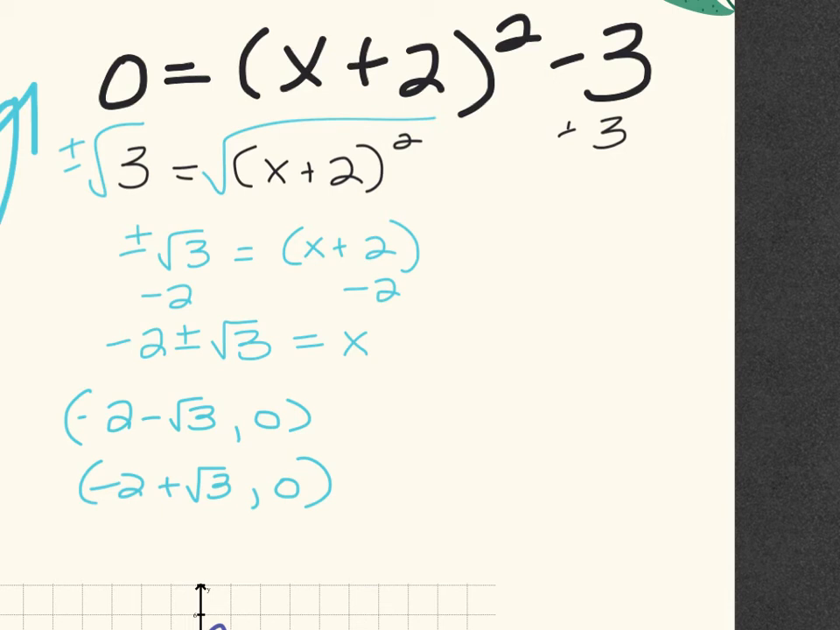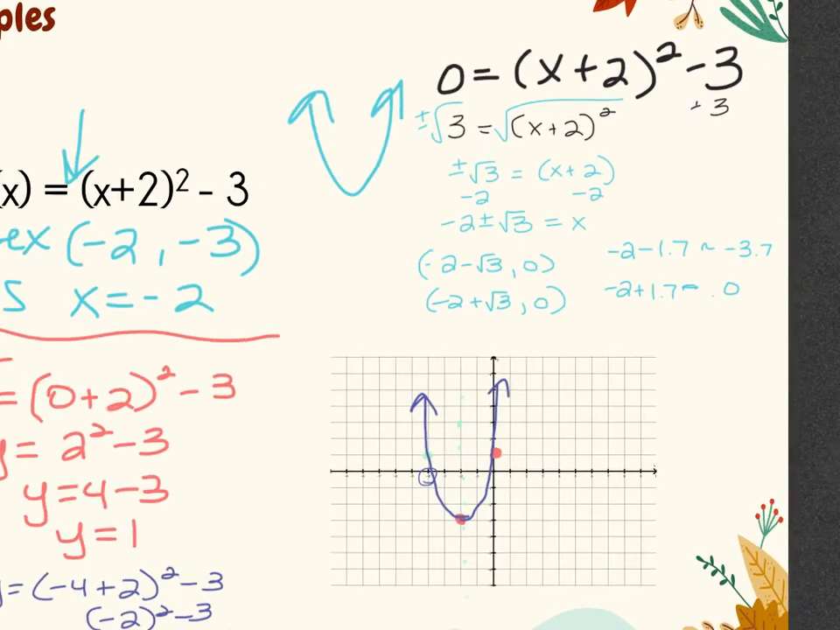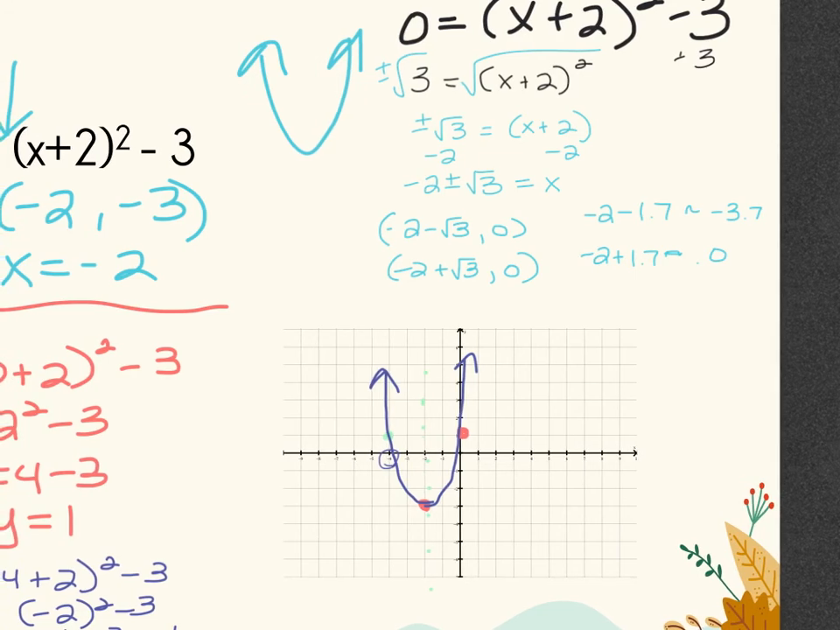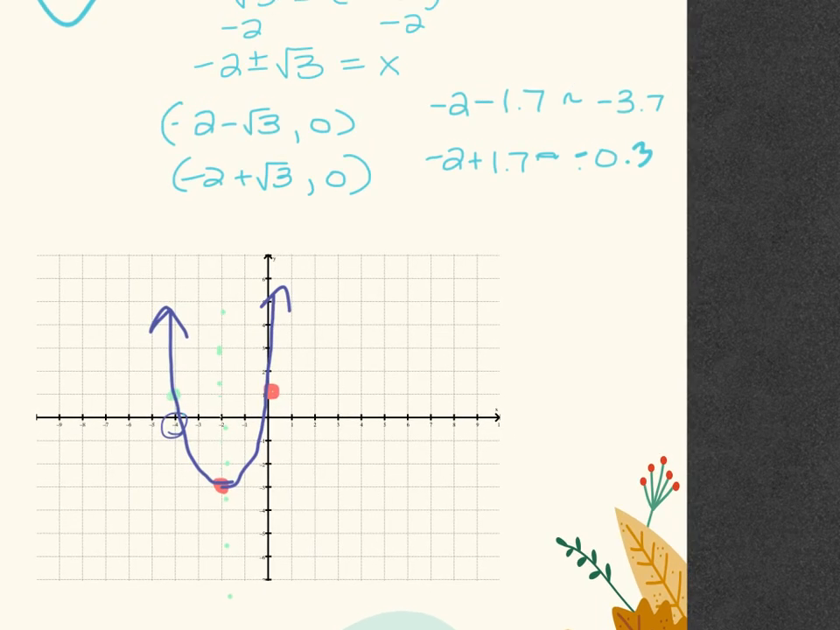So if I was going to try to graph this, I would approximate negative root 3 as like a 1.4. Actually, it's like a 1.7. So I would approximate that to be negative 3.7, and then negative 2 plus 1.7, which is approximately negative 0.3. And if I look at my graph, this looks like it's pretty close to negative 3.7, and this looks like it's pretty close to negative 0.3. So it just confirms what we found, okay?